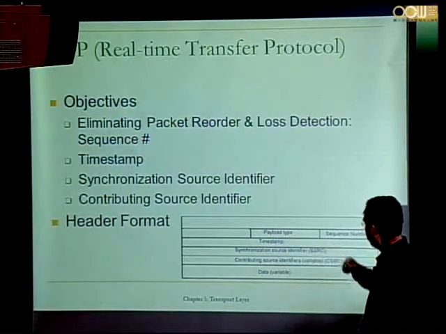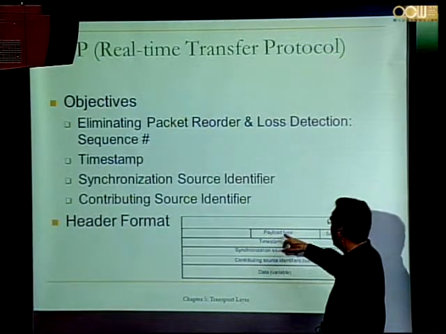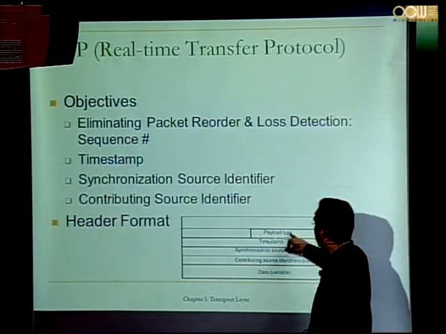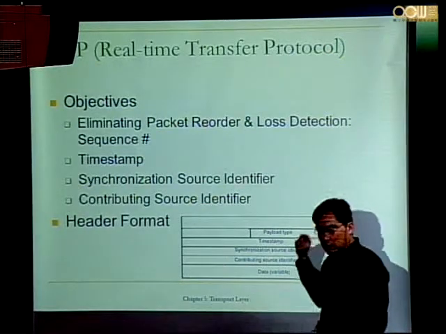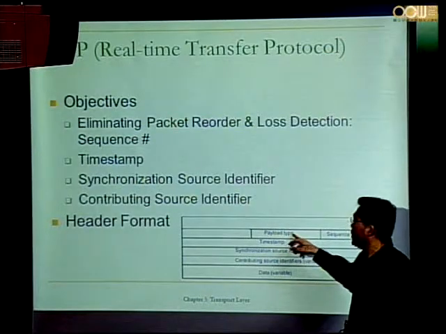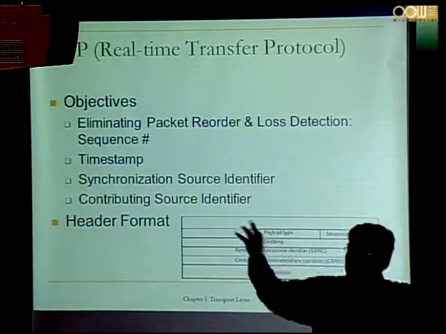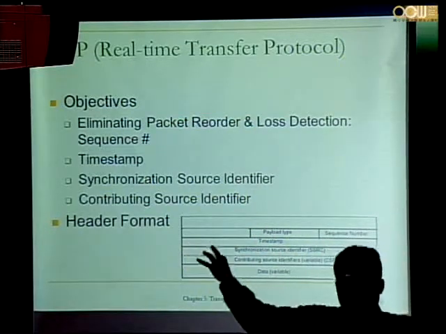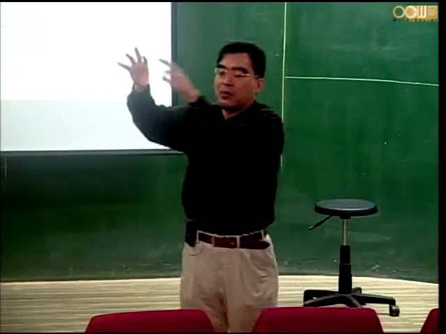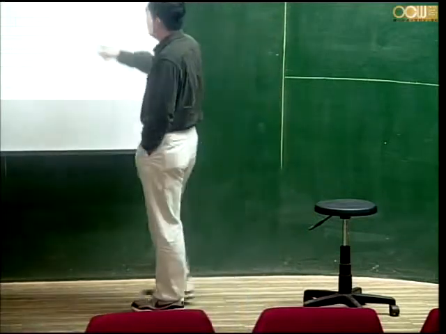It provides the payload type. This is for the codec at the sender to notify the receiver. The codec means coder and decoder. At the sender there's a coder, and at the receiver there's a decoder. For the coder to tell something to the decoder: what is my payload type?